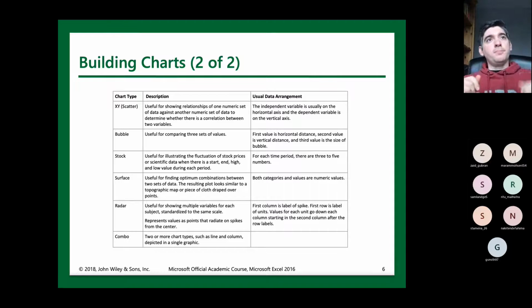Then you've got bubble charts, which are good for comparing three sets of values. Then there's stocks, surface charts, for instance, a radar chart. So if you've got multiple different variables for each subject, these are standardized to the same scale. Okay. I've got an example of a radar chart I'll bring up later on, I think, and some column charts from a project I was recently working on with an organization. And then we've got a combo chart too. So this is where you've got two or more chart types, such as line and columns, depicted in a single graphic.